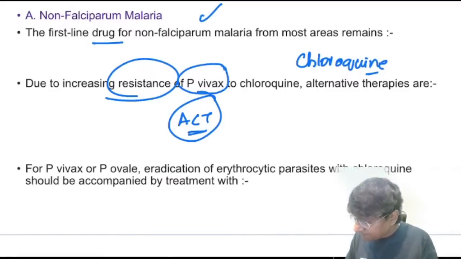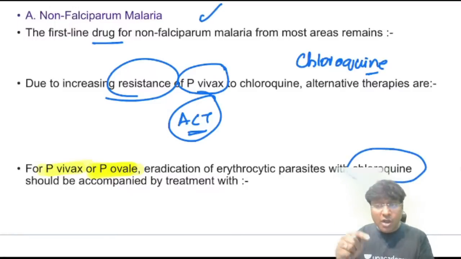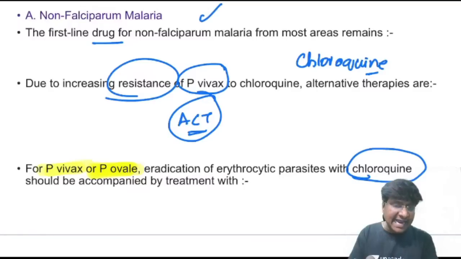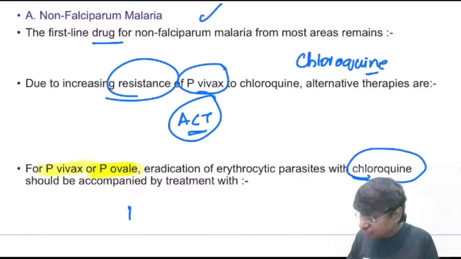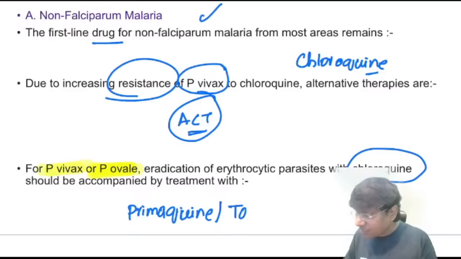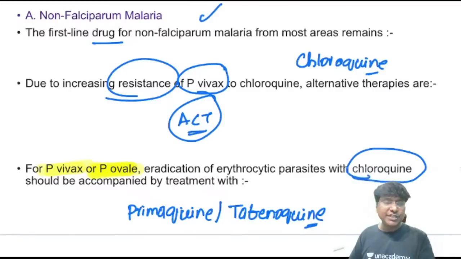But for Plasmodium ovale or vivax, if you are giving chloroquine, along with chloroquine, what should be added? Please remember, you need to add primaquine, or the other drug is tafenoquine. So these are the drugs which need to be added.